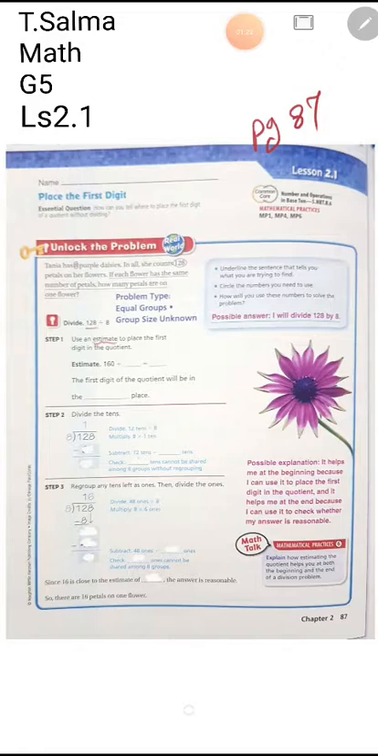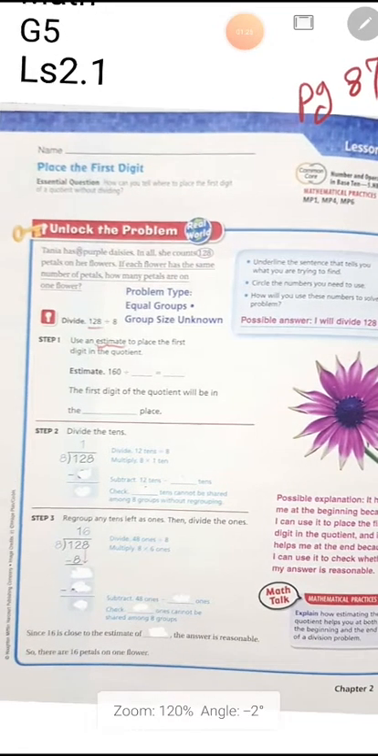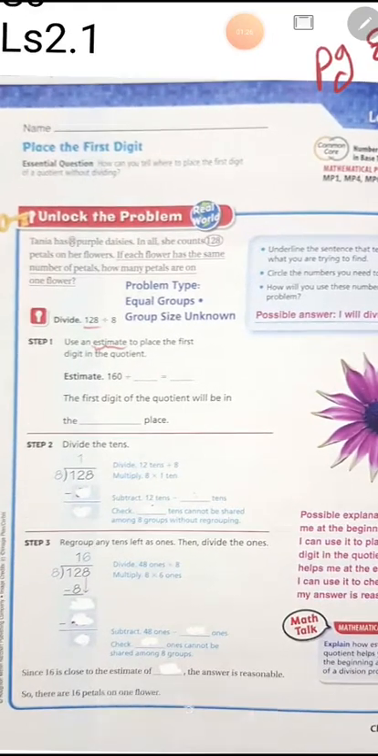How will I do that? I will make it closer for you. So look, I will use estimation right here to know the place of the first digit in the quotient. So I will round. Estimation means you have to round the number. But look, right here, I will round the number to the nearest what? In this exercise, you have to round the number to the nearest number I can divide by 8.